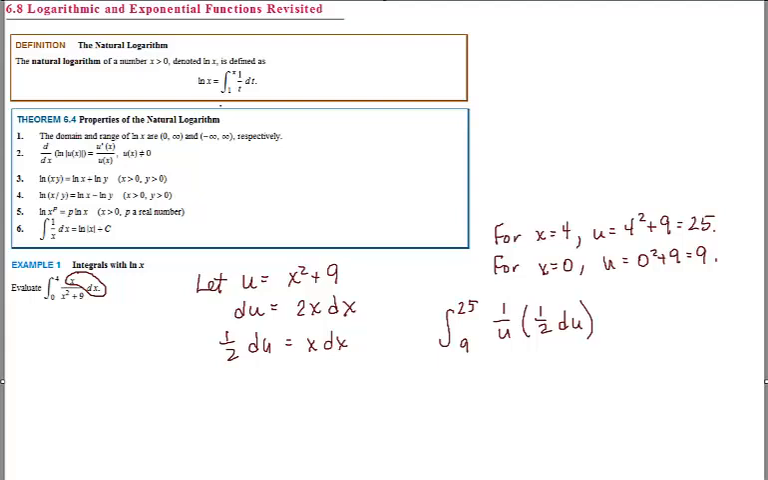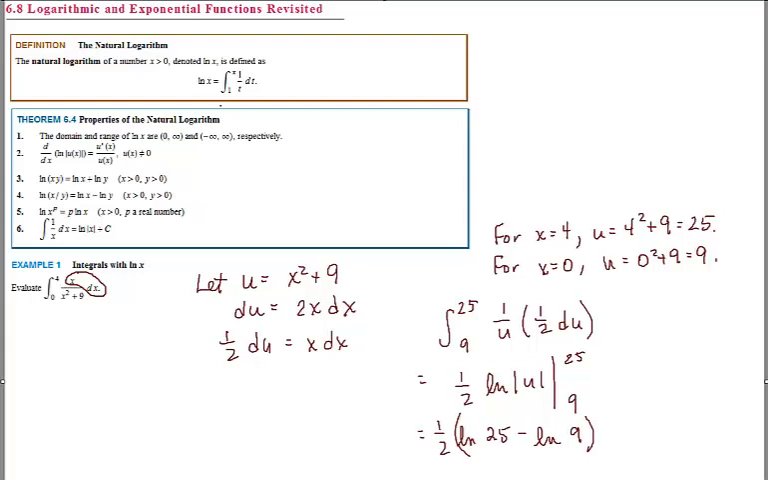Alright, I went ahead and got my limits. When x is 4, just plug that in. You'll get a 25 for your upper limit and 9 for your lower limit. Carrying on with this further, I'm going to get 1/2 natural log of the absolute value of u, evaluated from 9 to 25. Plugging that in, I'll get 1/2 natural log of 25 minus natural log of 9.